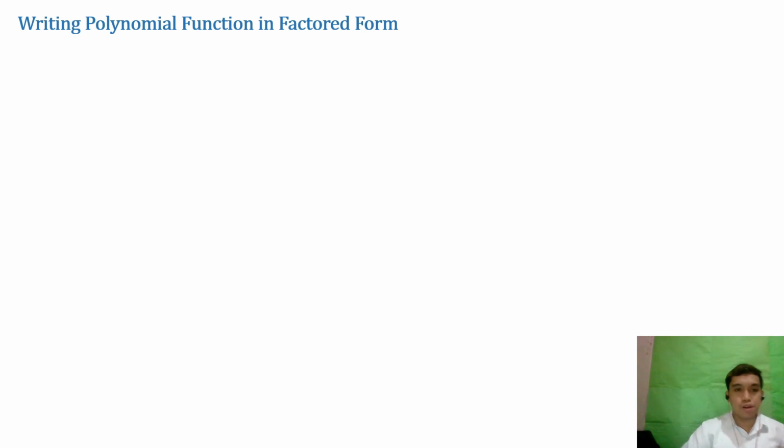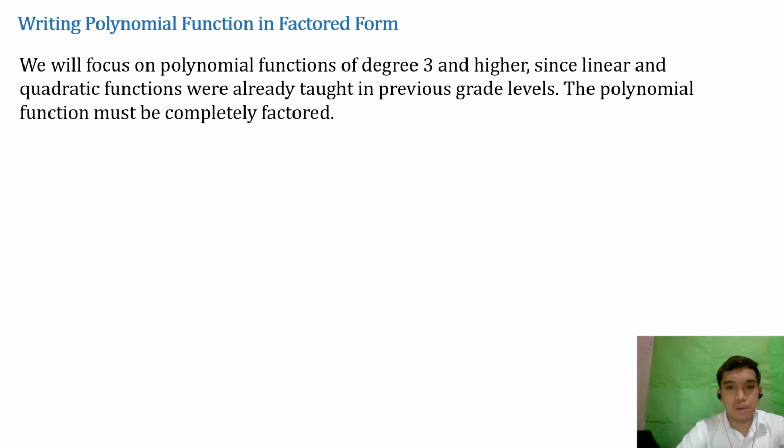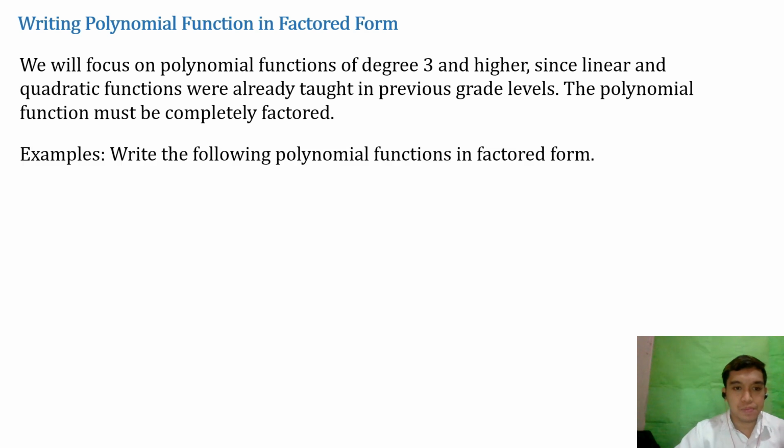So let's proceed to another part of our lesson, writing polynomial function in factored form. So we will focus on polynomial functions of degree 3 and higher, since linear and quadratic functions were already taught in previous grade levels. The polynomial function must be completely factored. So examples. Write the following polynomial functions in factored form. Number 1. So y equals x cubed minus 3x squared minus 4x minus 12.